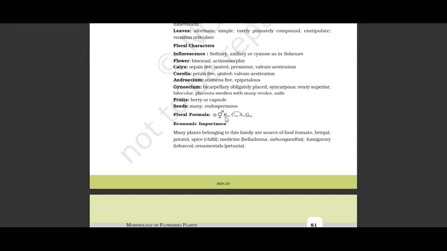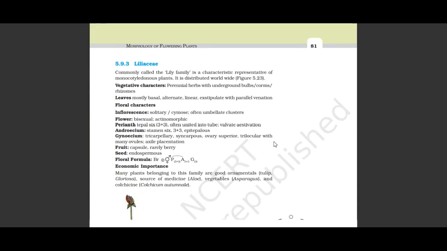Actinomorphic, bisexual, calyx are 5 which are fused, corolla 5 which are fused, androecium 5, gynoecium is superior, which is 2 in number and fused. Let us see the economic importance. Many plants belonging to this family are sources of food: tomato, brinjal, potato. Spice: chili. Medicine: belladonna, ashwagandha. Fumigatory: tobacco. Ornamental: petunia.